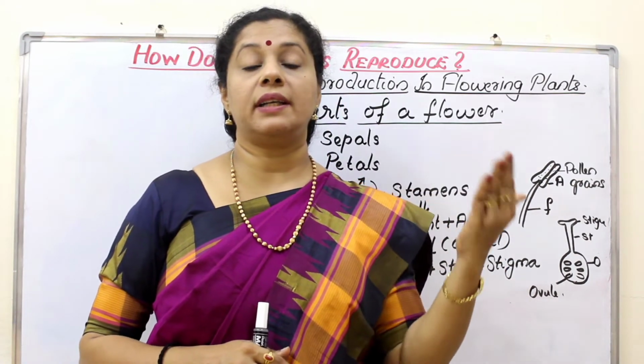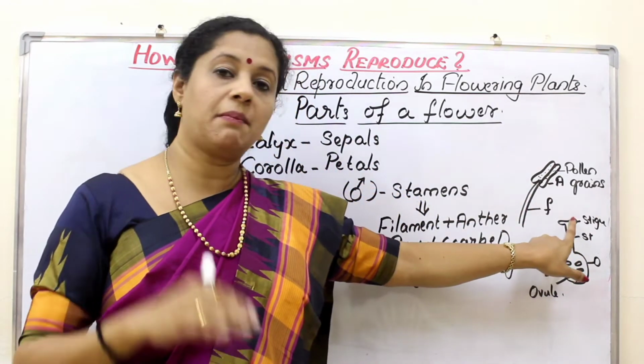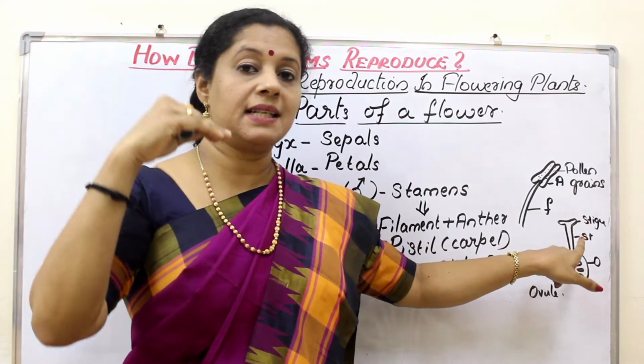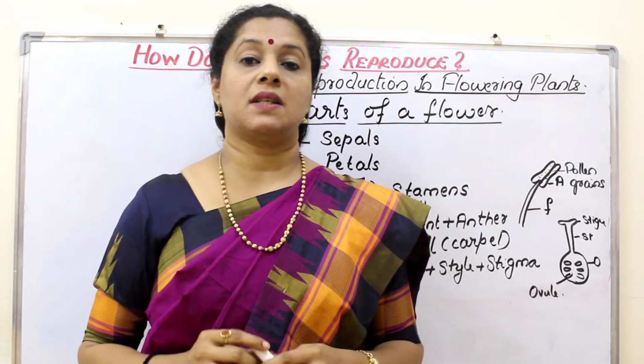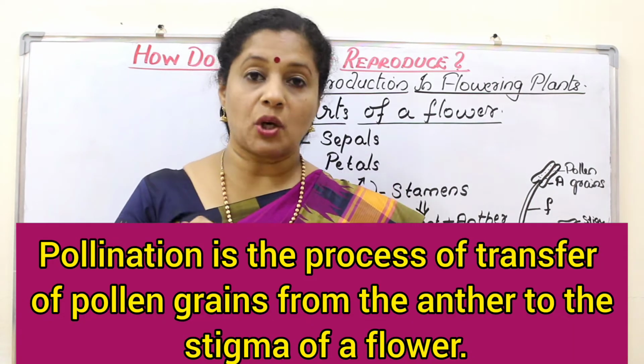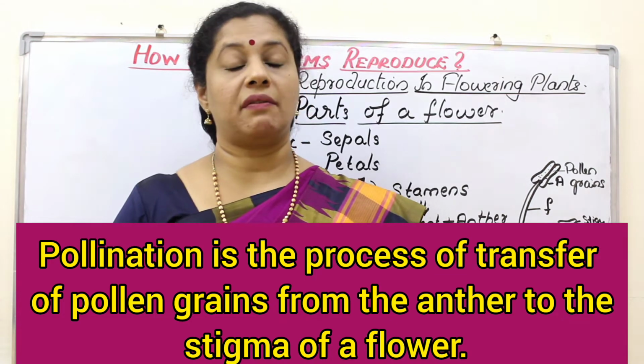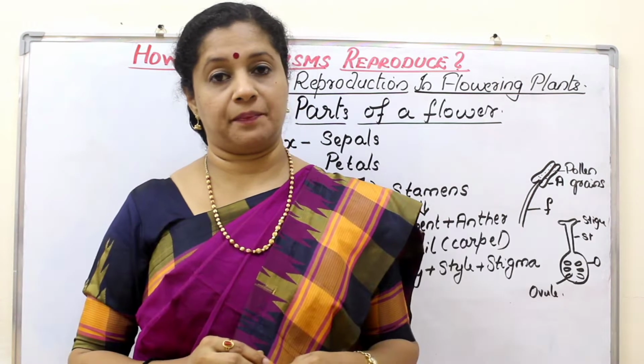That is, pollen grains have to be transferred to the stigma. The stigma is the disc-shaped flat region where the pollen grains land. So that process is called pollination. So what is pollination? The process of transfer of pollen grains from the anther to the stigma of a flower is called pollination. Okay.